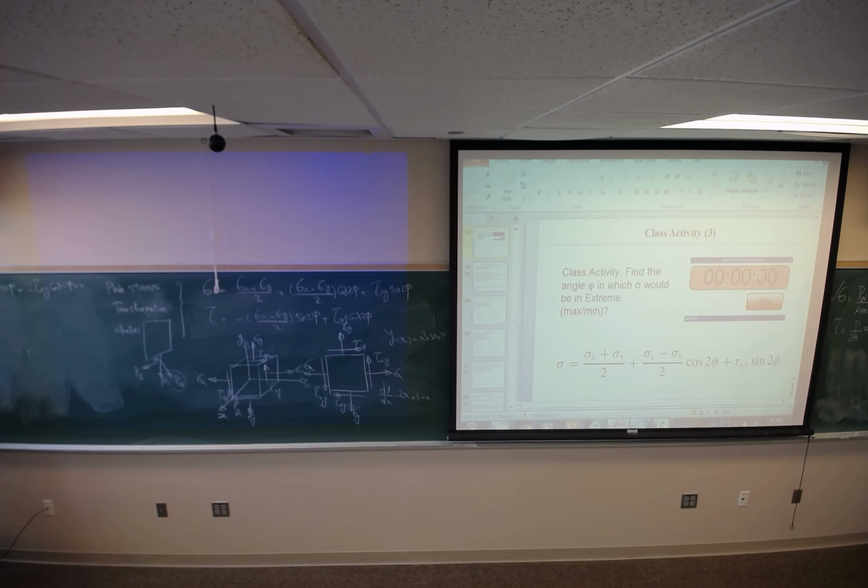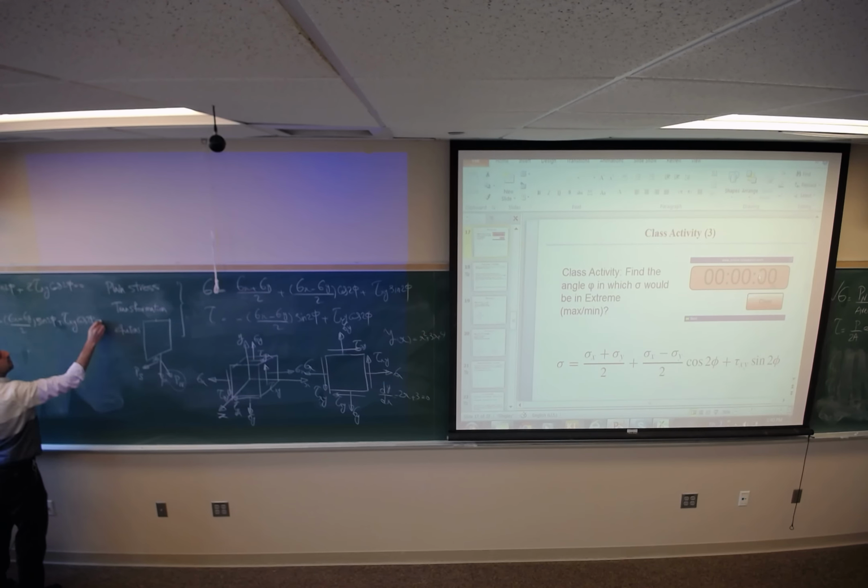I can cancel out these 2s. It tells me negative sigma x minus sigma y divided by 2 times sine of 2 phi plus tau xy cosine of 2 phi equals 0. This is negative, so I move it to the left side. I'm going to get tau xy cosine of 2 phi equals positive sigma x minus sigma y divided by 2 times sine of 2 phi.